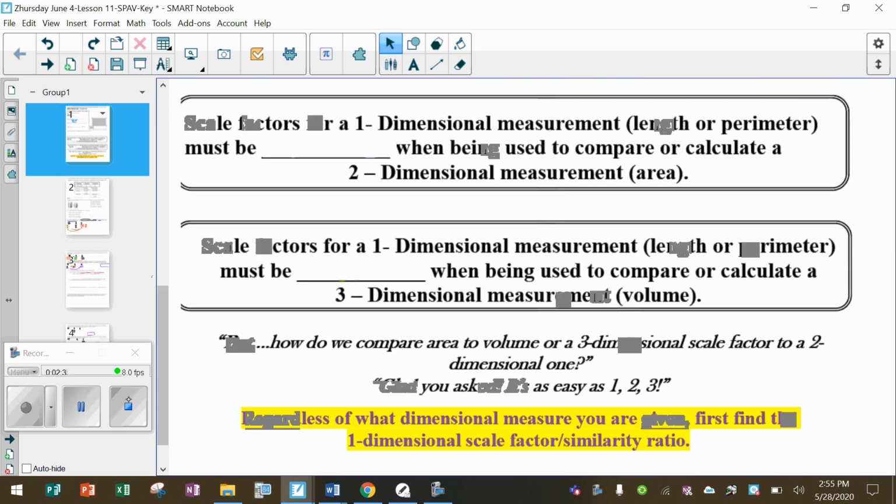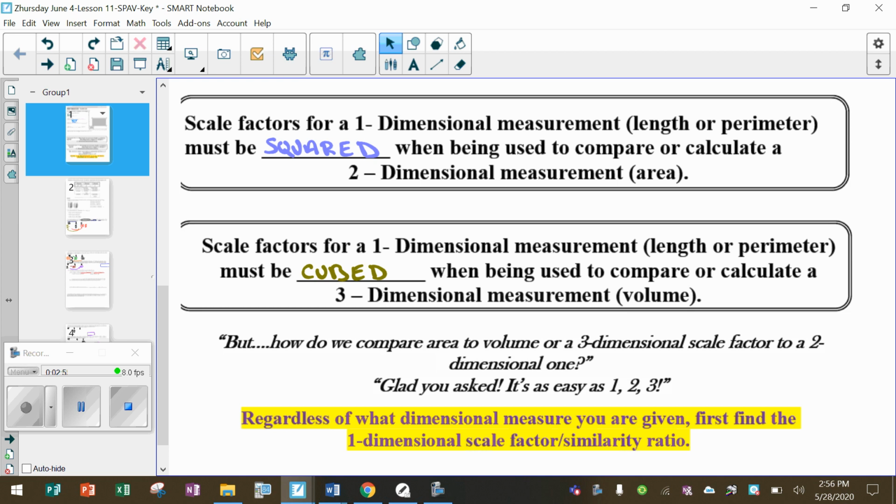So for a one-dimensional measurement, length or perimeter, we have to square that in order to get to the two-dimensional comparison for the areas. Applying that to the third dimension of volume, we would take the one-dimensional measurement, length or perimeter, and cube it in order to get to the three-dimensional measurement of volume.